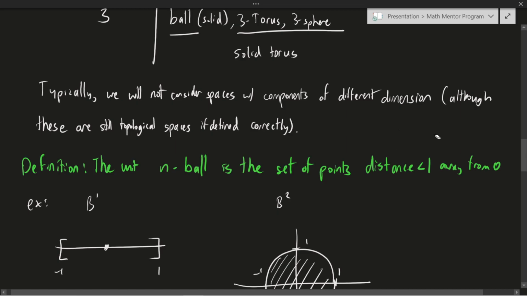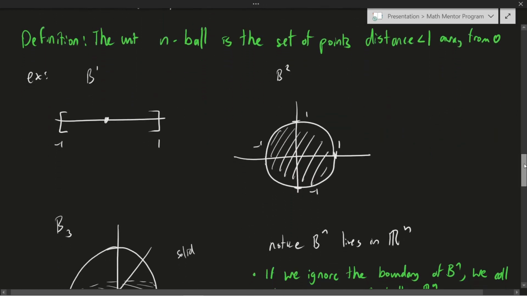Okay, now we come to a very critical definition, and this is a definition that will be used a lot in the next video. We are going to define the unit n-ball. Now, a unit n-ball is just the set of points that are distance less than 1 away from 0.